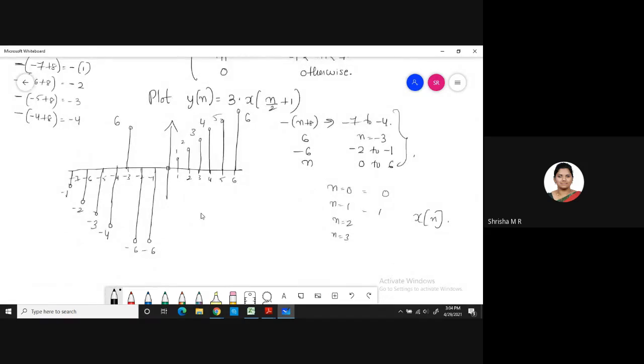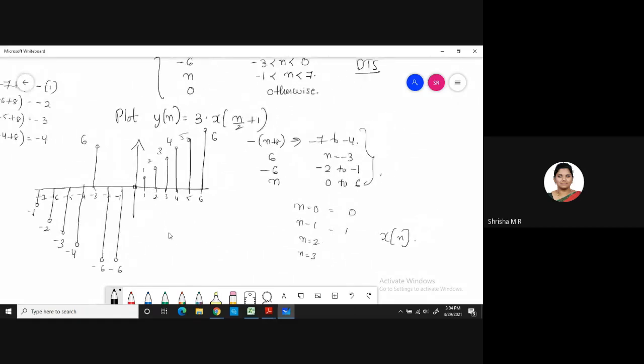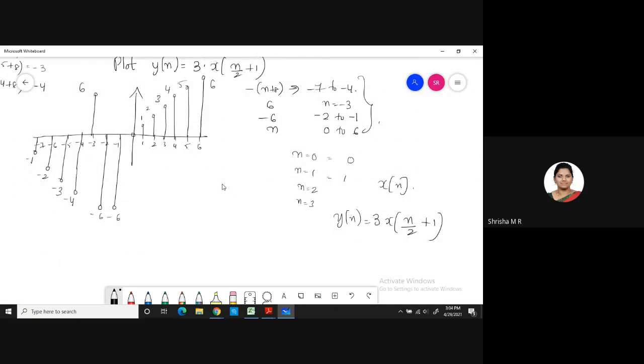Now you have to plot y of n. What is that y of n? The question is y of n is equal to 3 times x of n by 2 plus 1. So what all operations are involved here? Shifting and scaling, ma'am. Shifting, scaling, and amplitude scaling.